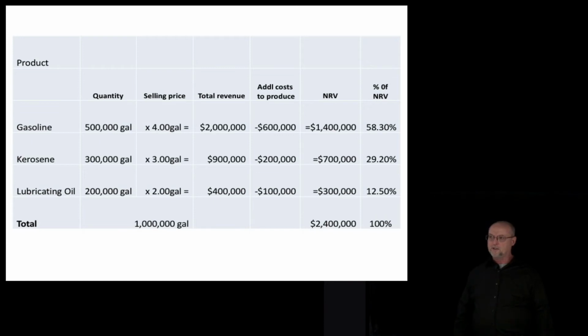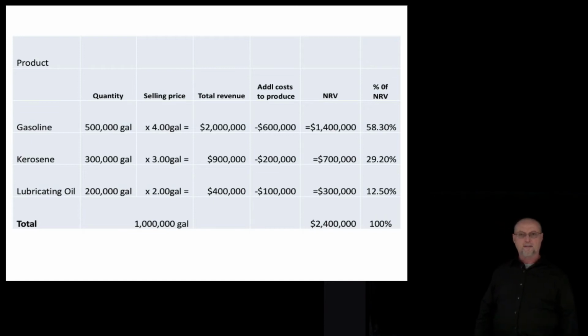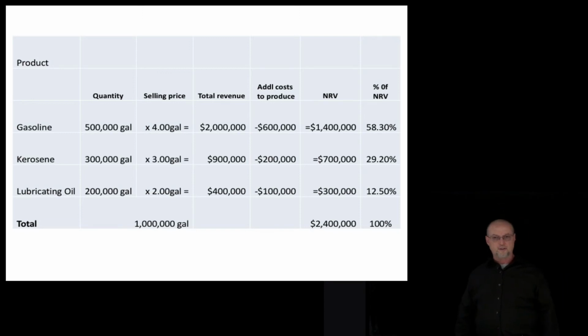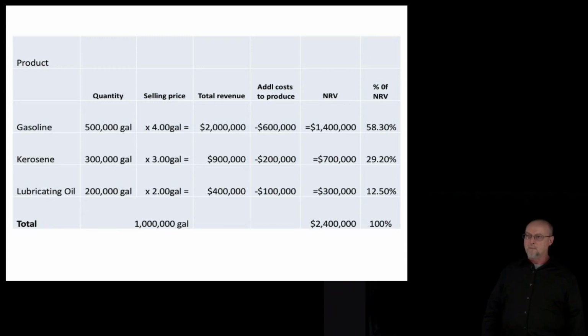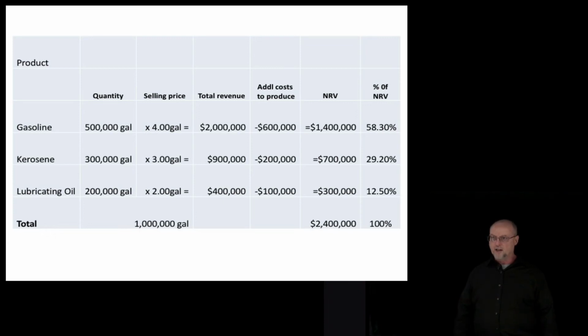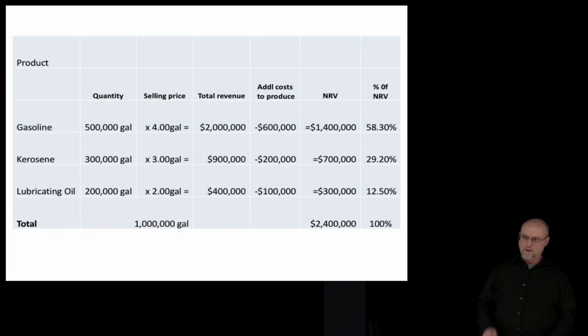Kerosene, 300,000 gallons times $3 a gallon is 900,000. We had to incur 200,000 of additional processing costs. So 900 minus 200 is 700,000. That's how much we'll get. That's our net realizable value. Okay, and then lubricating oil, 200,000 gallons times 2 is $400,000 minus the 100,000 of processing costs. We will net or receive $300,000. So now if we add up the net realizable value, 1.4 million plus 700,000 plus 300,000, that's 2.4 million.